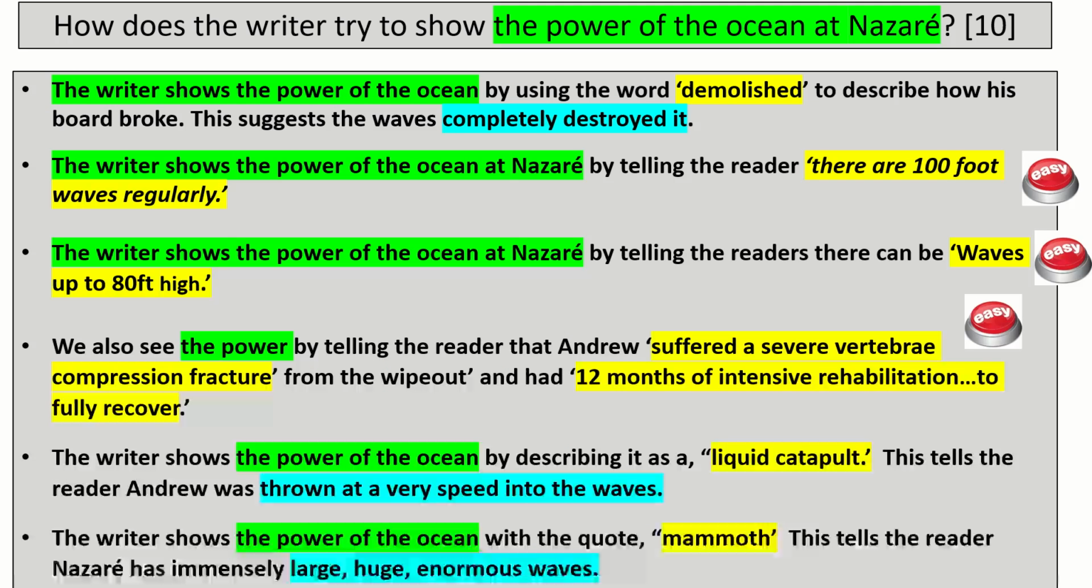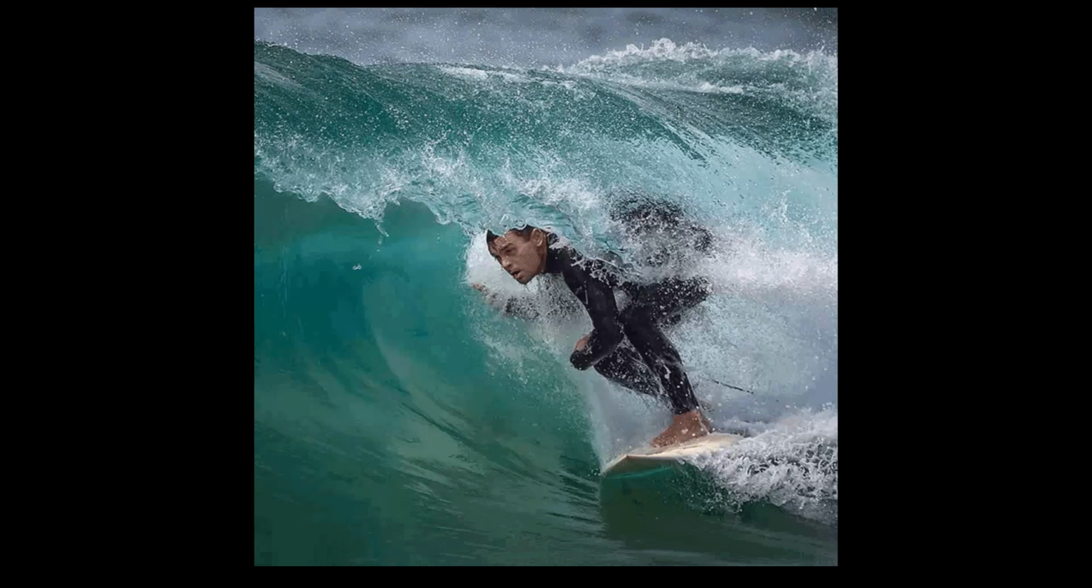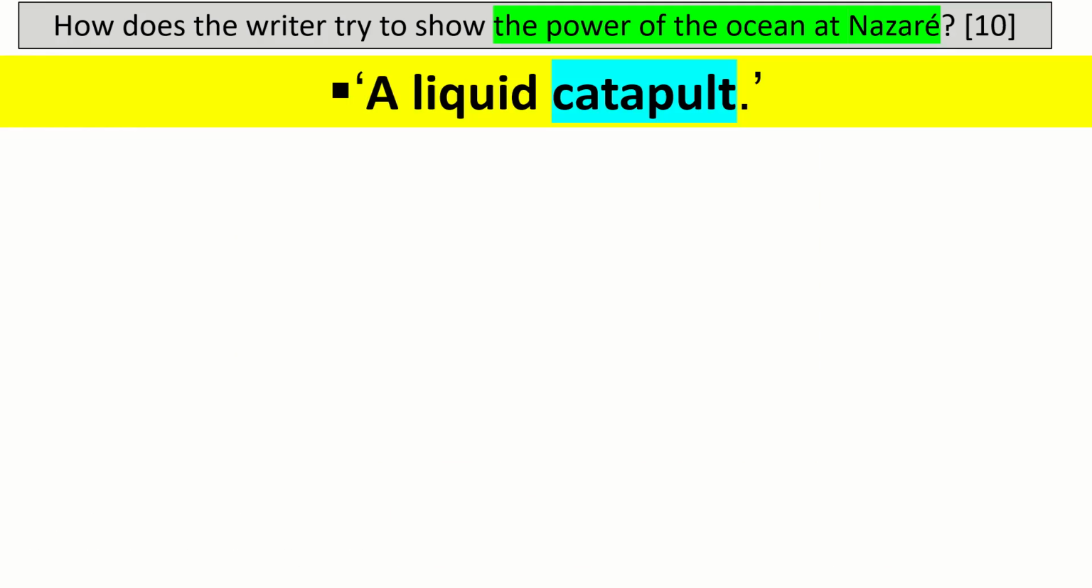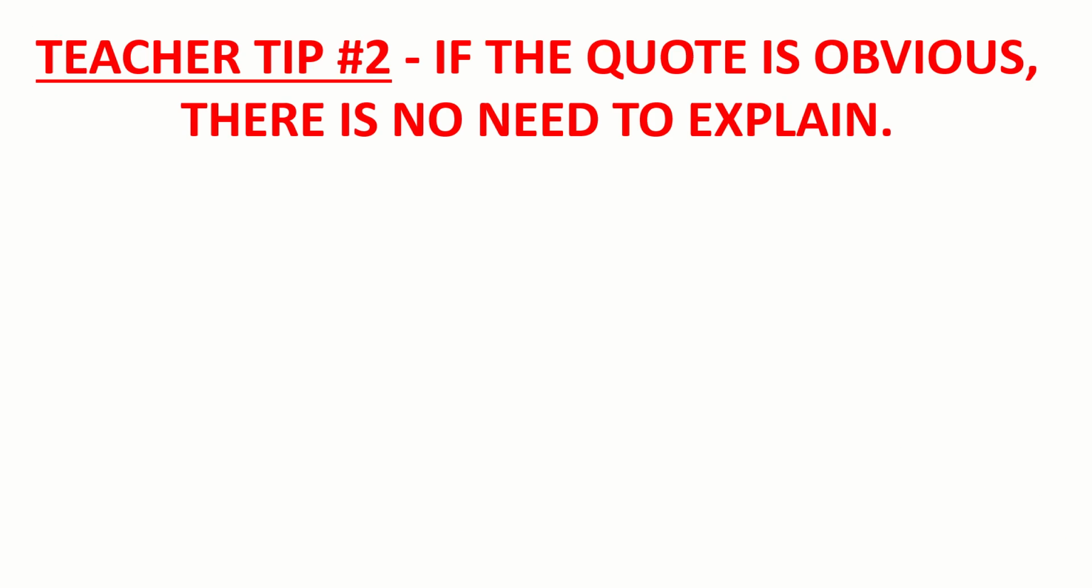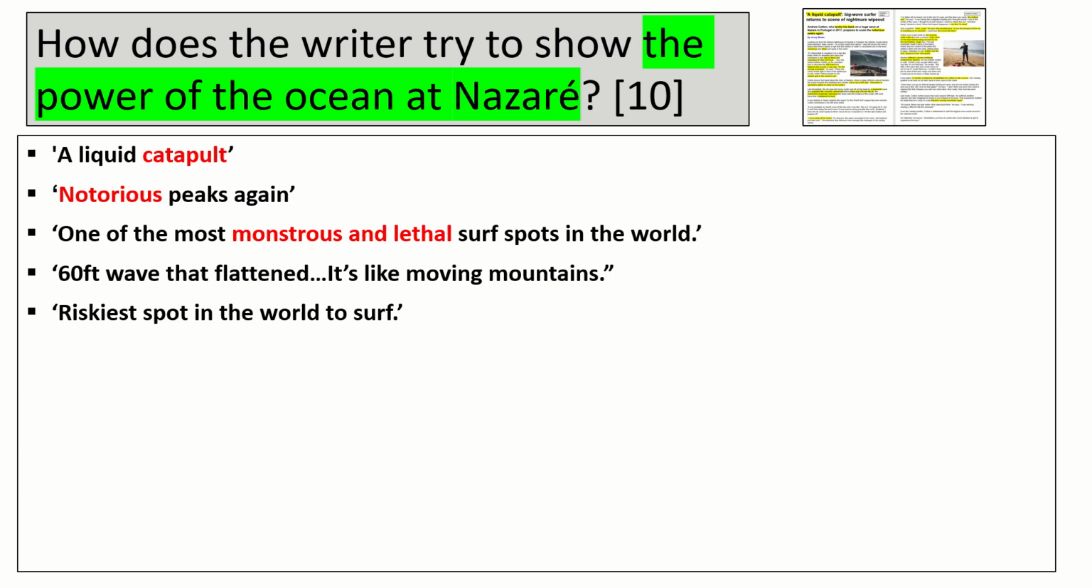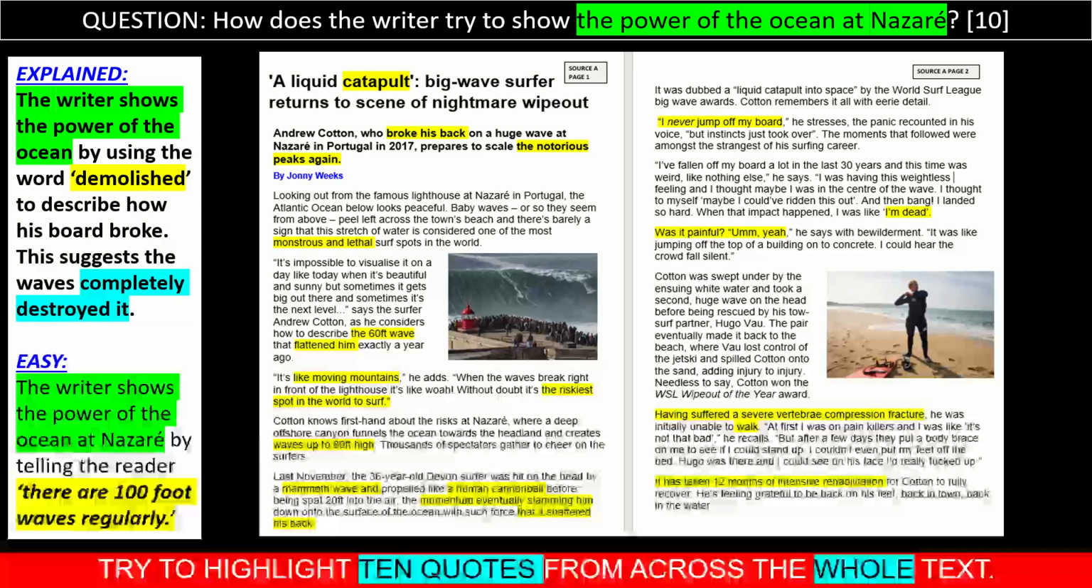Okay, here are some answers then. I'll only read it if I haven't read it before. I basically talked about all those ones, but like I said, there was absolutely loads more that you could have done. So have a think to yourself, how would you word things like notorious? It doesn't just say, think about what notorious means. Think flattened him. They use a simile like moving mountains.